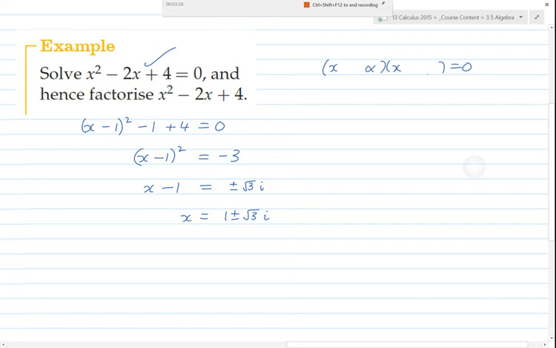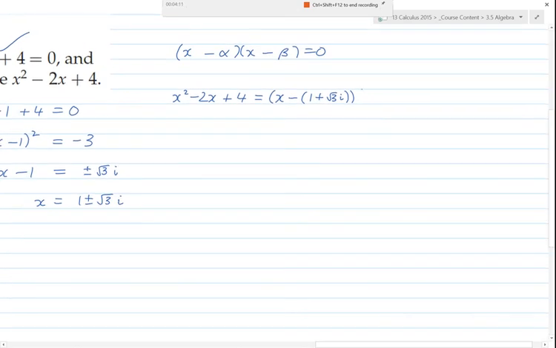the numbers in the second part of the brackets have always been the roots of the equation, and so those solutions are going to have to go in there instead of alpha and beta, and that's what represents the root part of our factorization. So we can say that x squared minus 2x plus 4 is equal to (x minus (1 plus root 3 i)) times (x minus (1 minus root 3 i)).